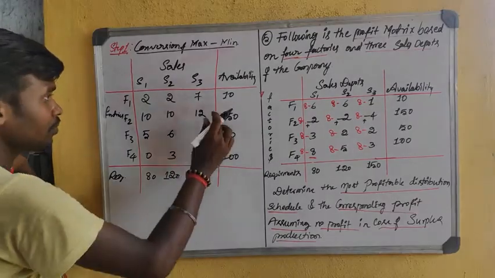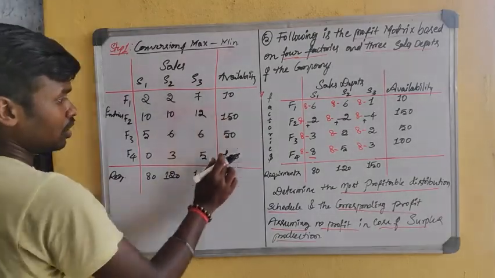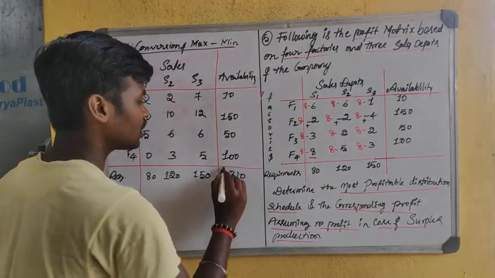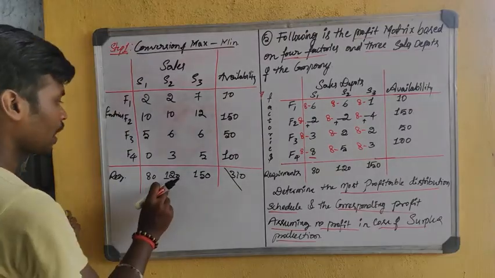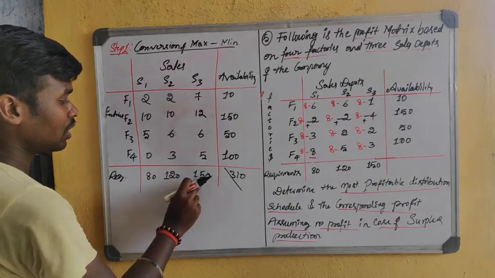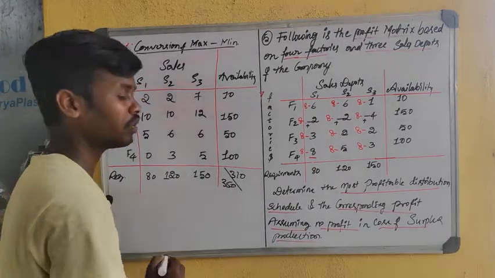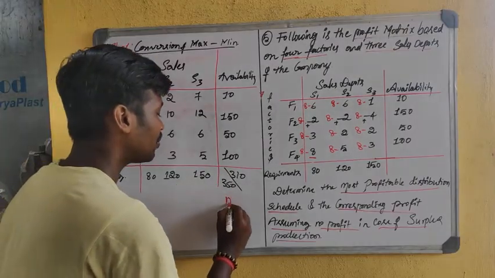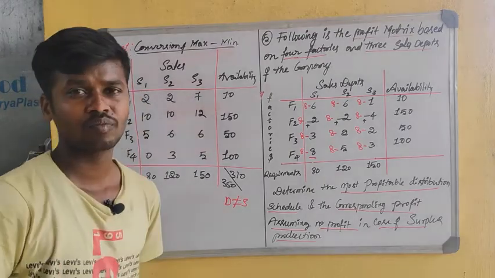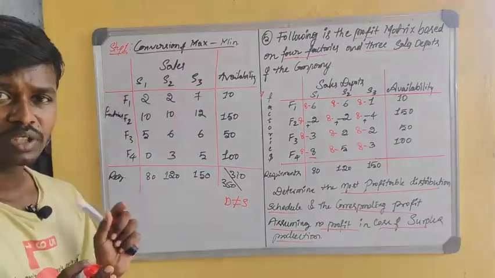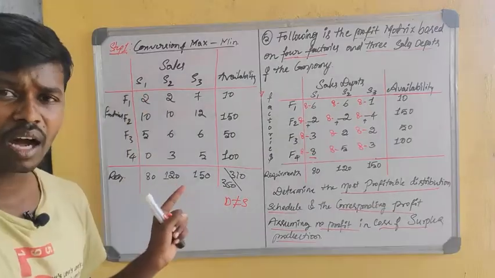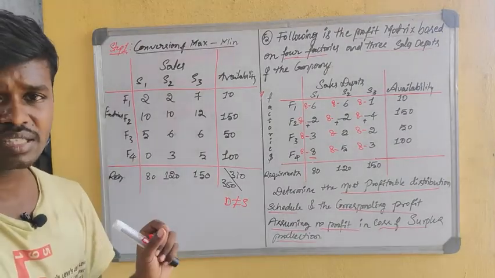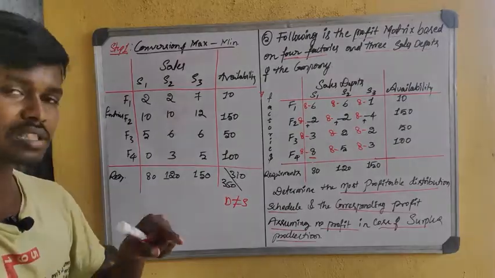See, 100, 200, 50 plus 50, 300 and 310. So the total supply is 310. Next, 120 plus 80, 200, and 350. 350 is given. So in this problem the demand is not equal to supply. Now you have to think whether to add a dummy column or a dummy row. After that you will calculate the total transportation cost by applying Vogel's approximation method.